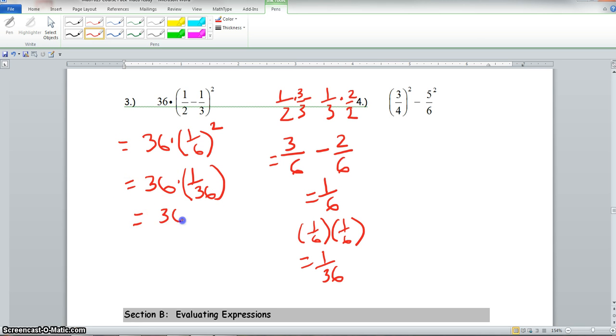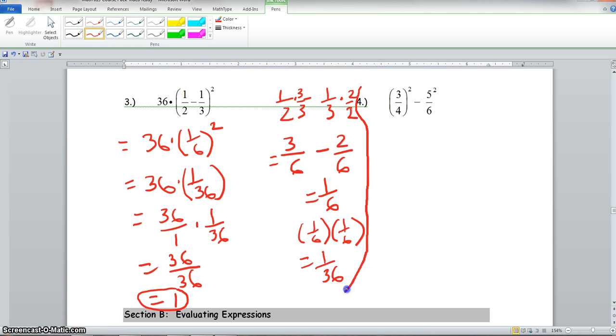So we can make this 36 over 1 times 1 over 36. 36 times 1 is 36, and 1 times 36 is 36. And we know 36 divided by 36 is just 1, which is our final answer. Now we go over here to number 4. Now I'm going to draw a slight little line here to separate this, so you'll know that all of this went with problem number 3. Now with number 4, we have in parentheses 3/4. We cannot simplify that.